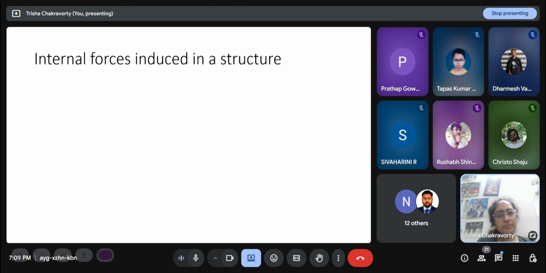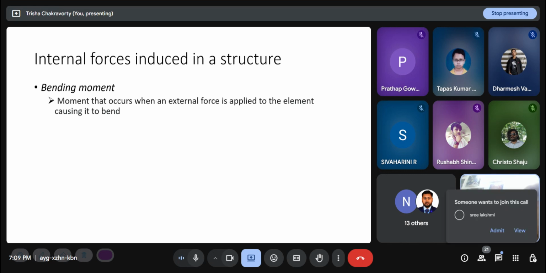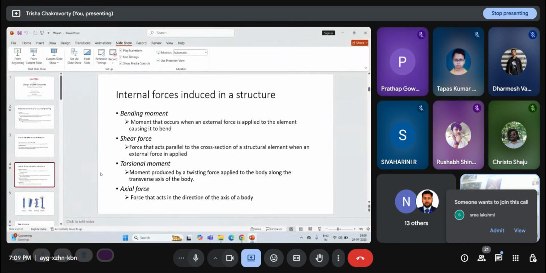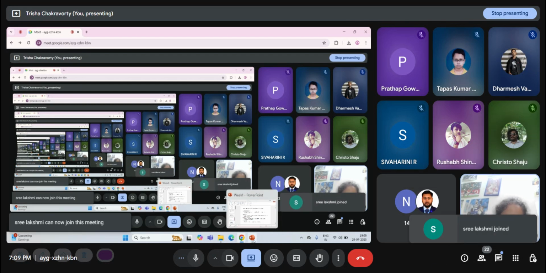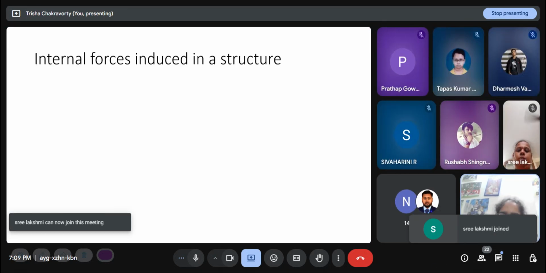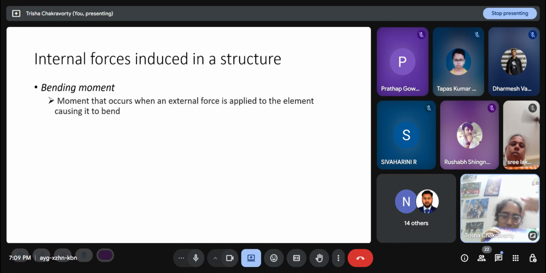Now we go into the analysis part. Internal forces induced in a structure are of four types. First is the bending moment. It is the moment that occurs when an external force is applied to the element, causing it to bend. I'll take an example. Suppose there is a section like this. If I apply a force like this transverse to it, you can see that it is going to bend in a fashion like this. So that is bending moment.